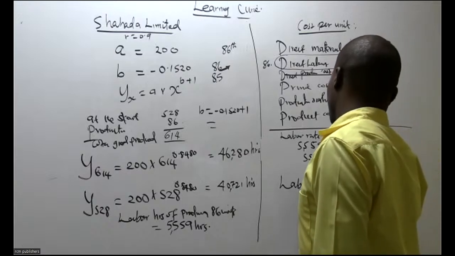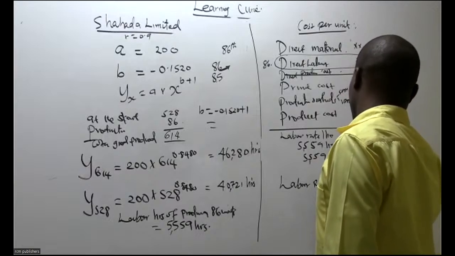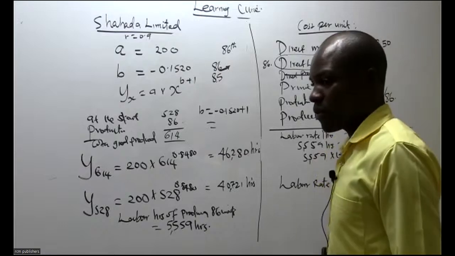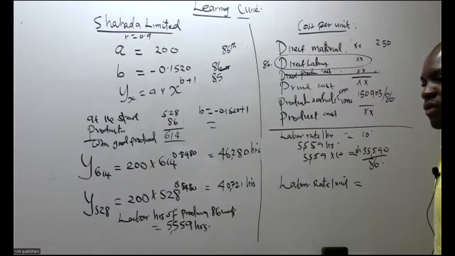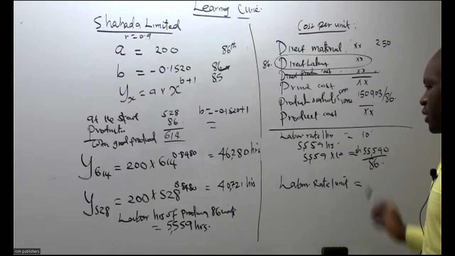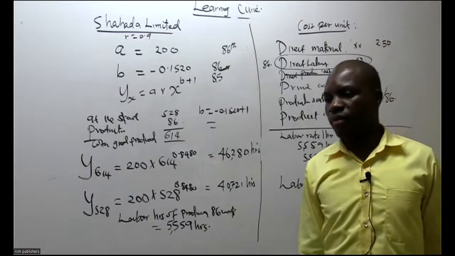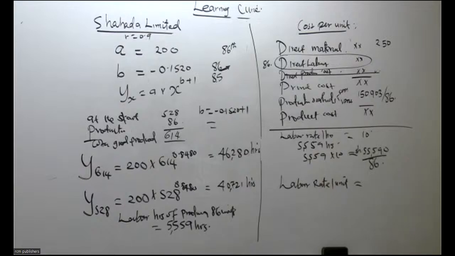This one was the labor rate per hour. So the labor rate per unit, what will we have? Labor rate per unit. Tell me something. If you divide the two, what will you have?